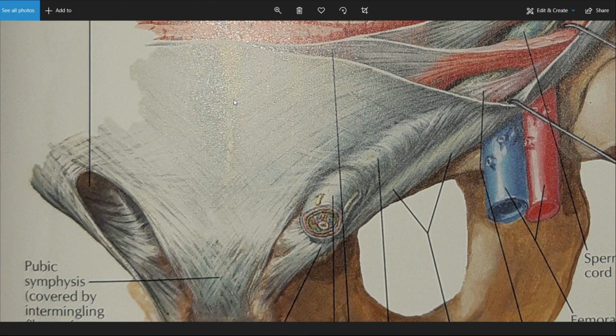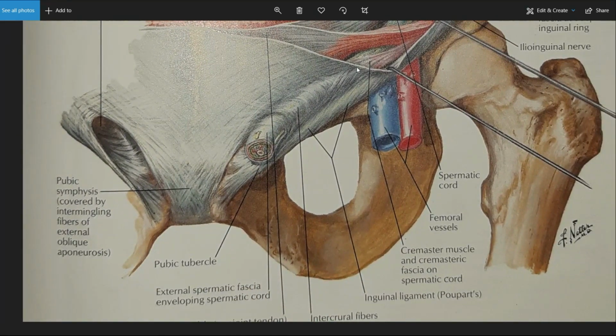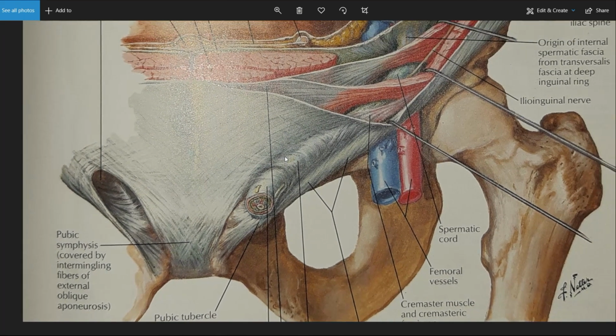Yes, the reflected part of the inguinal ligament. The reflected part of the inguinal ligament is not really shown here because it has been covered up by the presence of the spermatic cord over here. So anyways, it has not been shown here.